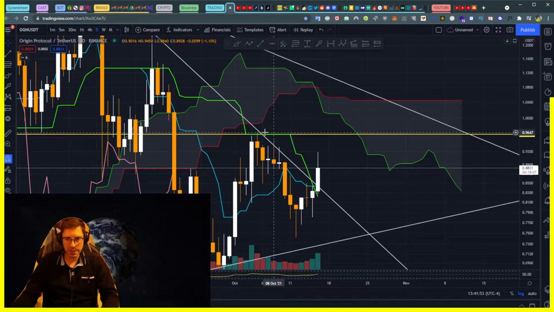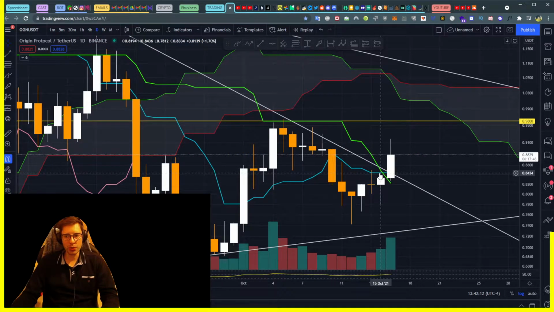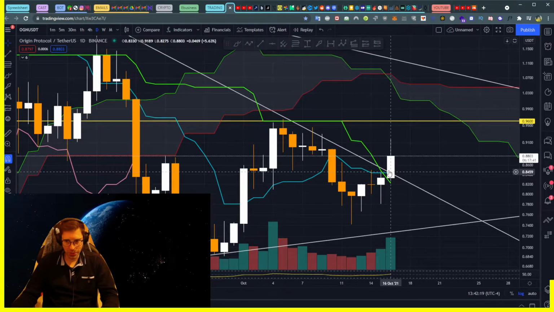Now two things happened today. We broke above this trend line and also above our Tenkan here. So now we got support from all of those elements here, the two elements of the Ichimoku cloud plus this trend line. Now what we want to see is this candle to close above it by the end of the day, and the next one to start above this trend line.